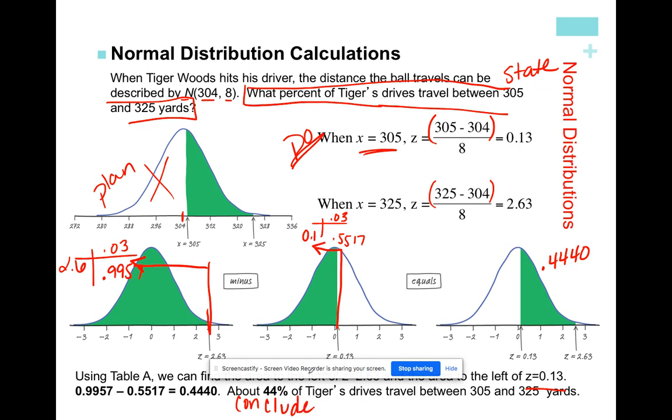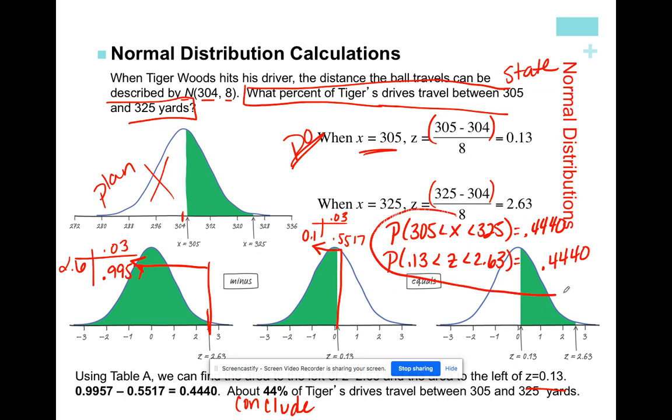In terms of the notation that I mentioned that you should be using, you have two options in terms of how you would write this. We could say the probability that the x value is between 305 and 325. So 305 is less than x is less than 325 is equal to 0.4440. Or we can write it in terms of the z-score. So the probability that 0.13 is less than z is less than 2.63 would also be equal to that 0.4440. So that's the end of your do step. Somewhere you should have that notation.